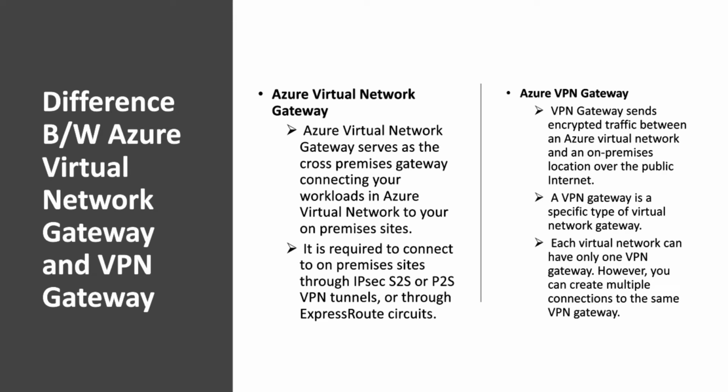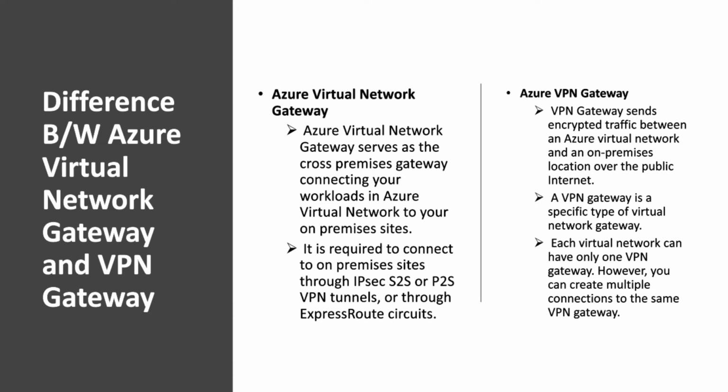Network Gateway. Azure Virtual Network Gateway serves as a cross-premise gateway connecting your workload in Azure Virtual Network to your on-premise sites. So basically, Azure Network Gateway connects your on-premises data center, on-premises environment to your Azure Virtual Network. So you can establish the connectivity between on-premise and Azure. It is required to connect to on-premise sites through IPsec, site-to-site or point-to-site VPN tunnels or through ExpressRoute circuits.